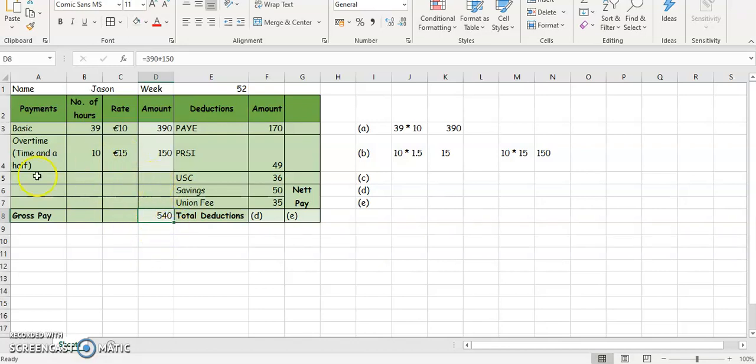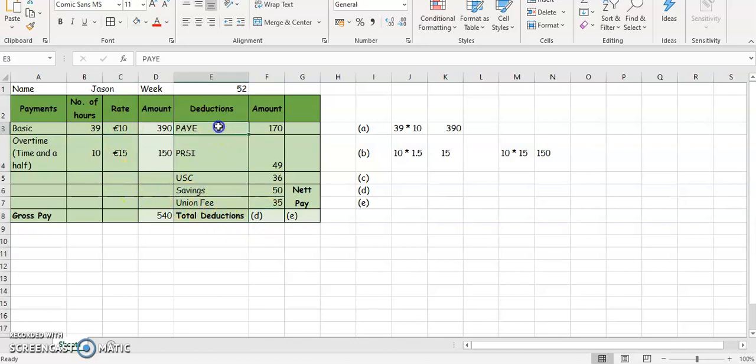The main thing from this is the time and a half. You take the rate that he gets per hour and multiply by 1.5 because it's time and a half. If that was double time, you'd multiply it by 2. If it was triple time, you'd multiply 10 by 3. So 15 by 10 gives you 150. Same again here: if they leave us blank and don't give us the rate, they give us the amount and the number of hours, we divide 150 by 10 and it'll also give you the rate. So if you have any two of these figures, you can calculate the figure that's left out.